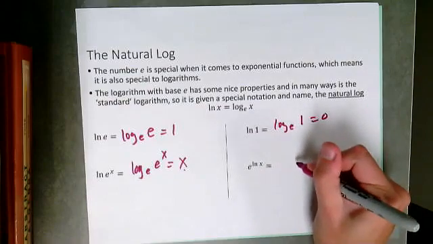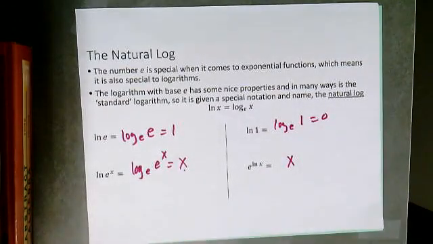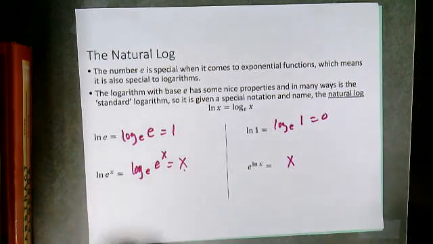E to the natural log of x, that's just equal to x, again, because natural log is just log base e, and it's a property that we already know. So we get this, right? Properties we already know that look just a little bit different because we use ln instead of log, but ln is a specific log, is log base e.